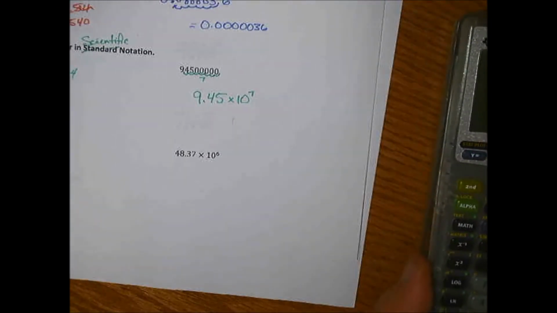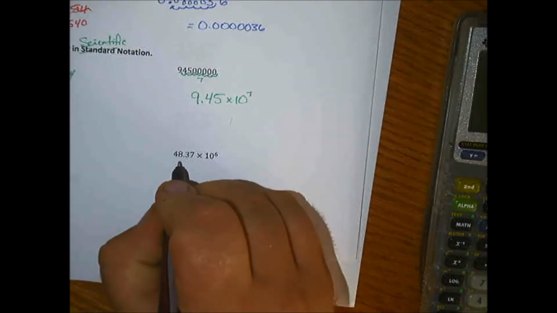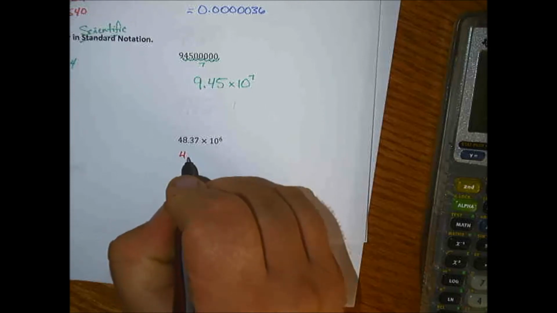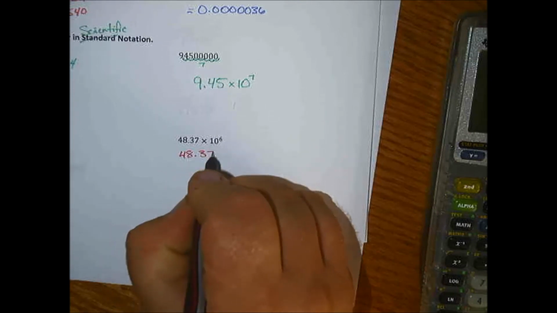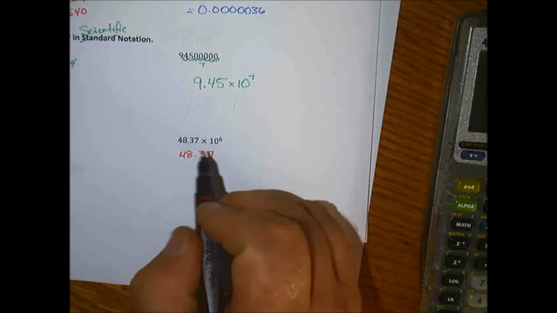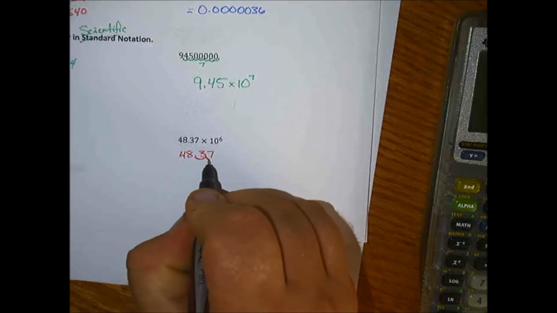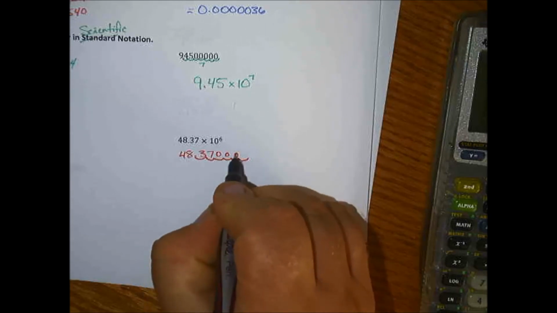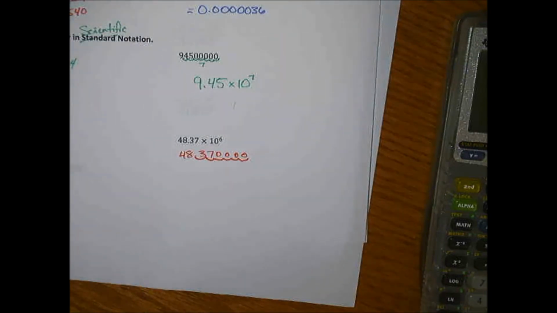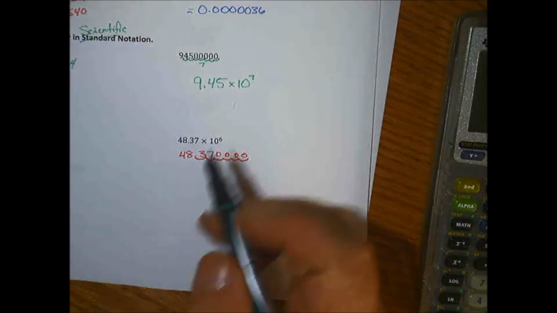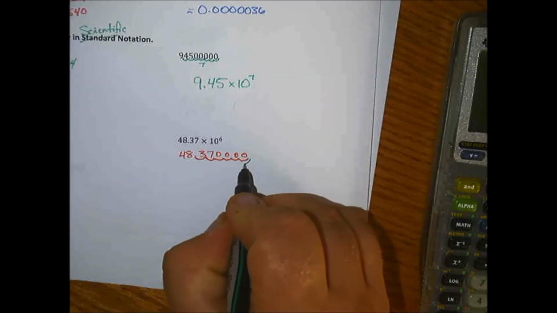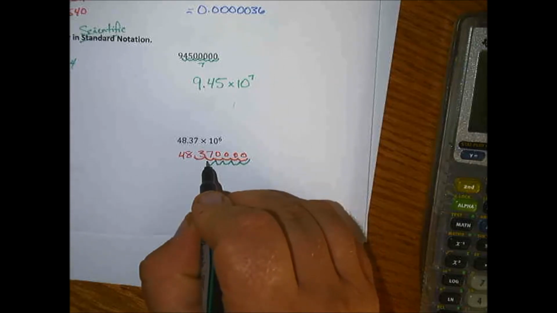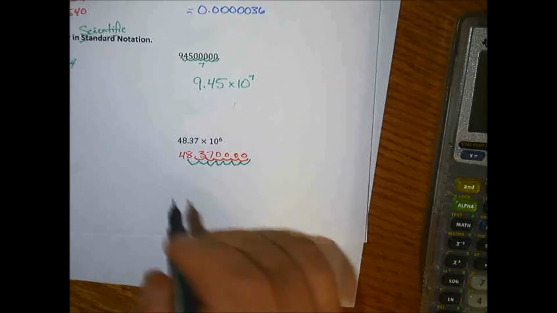All right, welcome back. Hopefully you had a chance to get that done. I'm going to practice writing it in standard notation and then back to scientific just to show you that it works. So we get 48.37, and I want to move the decimal 6 times, and it's a big number. So 1, 2, 3, 4, 5, 6. So we get 1, 2, 3, 4 zeros there. Now I'm going to go backwards and move it back into scientific. So I want to move the decimal 1, 2, 3, 4, 5, 6, 7 times.